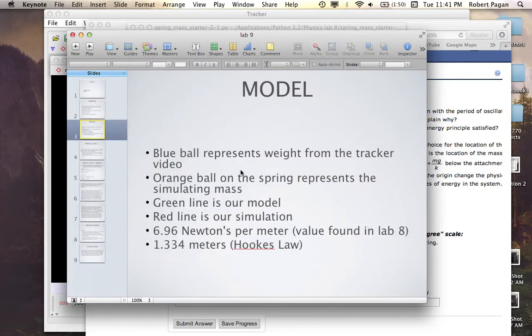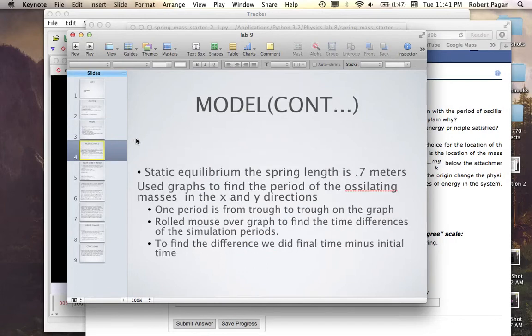The blue ball represented the weight, the orange ball was the simulated mass. Our blue ball was the tracker video data, and then the green line was our model, red line was simulation. We saw that they varied. Yeah, and we did 6.96 newtons per meter as the stiffness, and 1.334 meters as S. We used Hooke's law to find that.